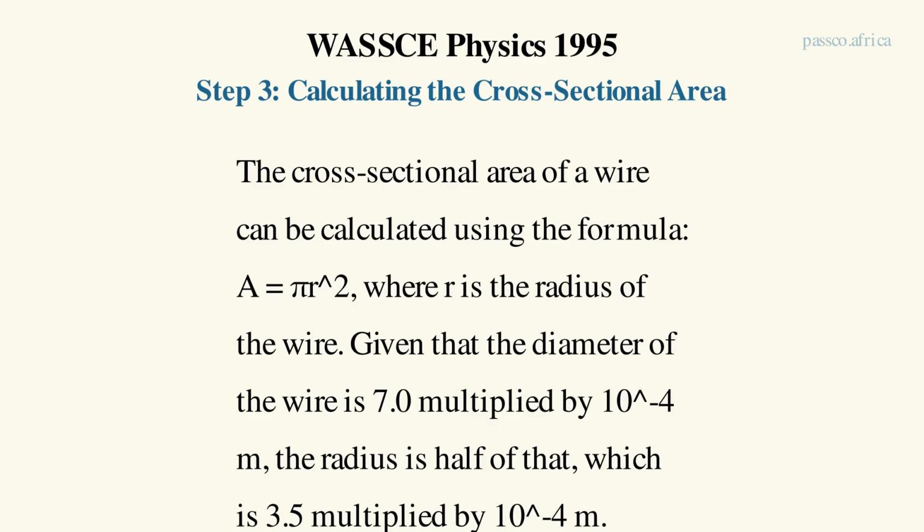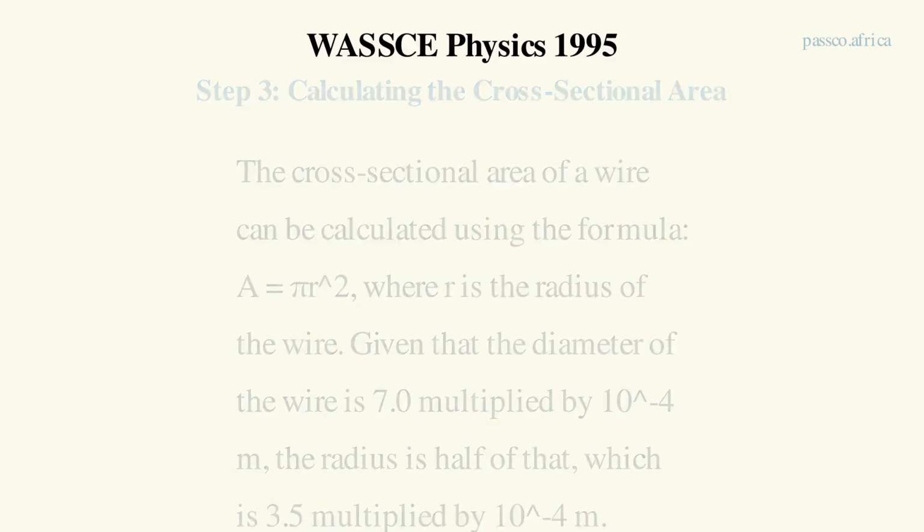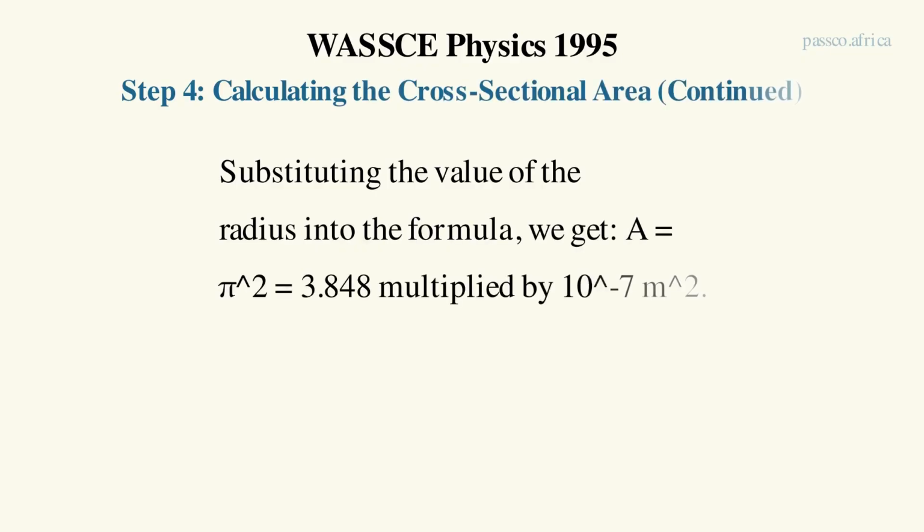Step 4. Calculating the cross-sectional area. Substituting the value of the radius into the formula, we get A equals πr² equals 3.848 multiplied by 10 to the power of -7 m squared.